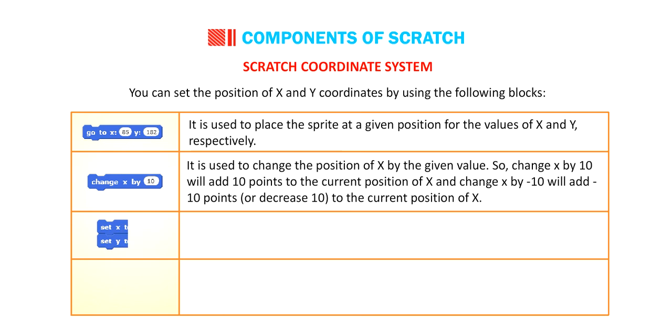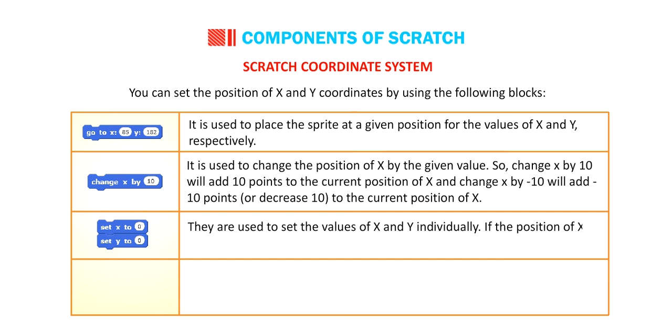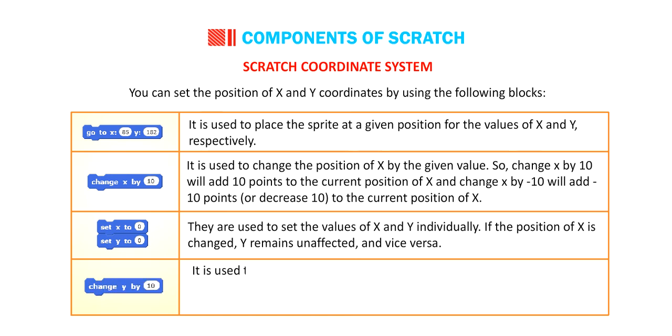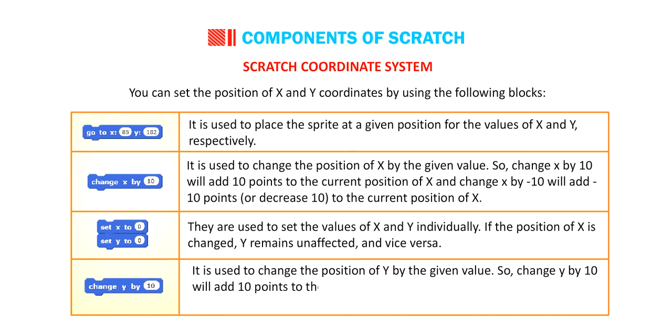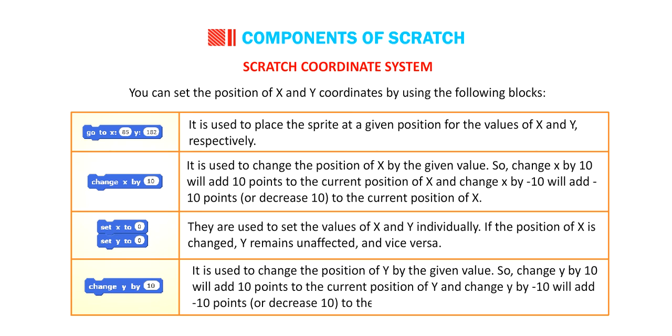Set x to 0, set y to 0. They are used to set the values of x and y individually. If the position of x is changed, y remains unaffected and vice versa. Change y by 10. It is used to change the position of y by the given value. So, change y by 10 will add 10 points to the current position of y, and change y by -10 will add -10 points or decrease 10 from the current position of y.